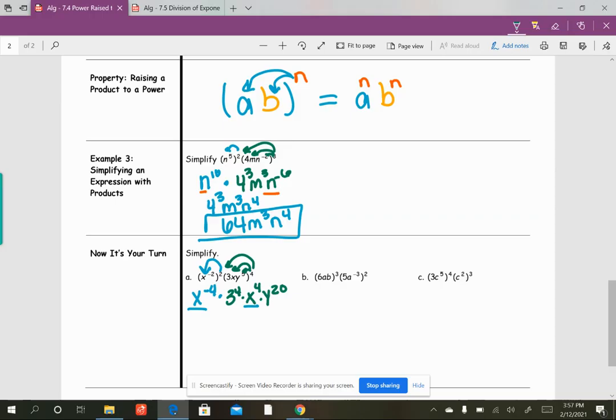So we have 3 to the 4th power, and then negative 4 plus 4 is 0. Anything to the 0 power is 1, so we don't need to worry about that. But we can drop down that y to the 20th power.